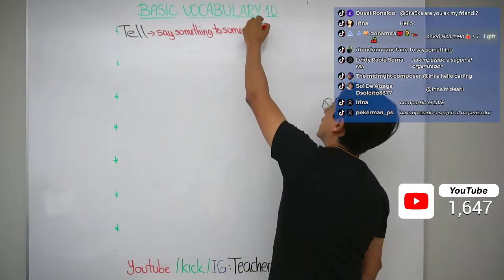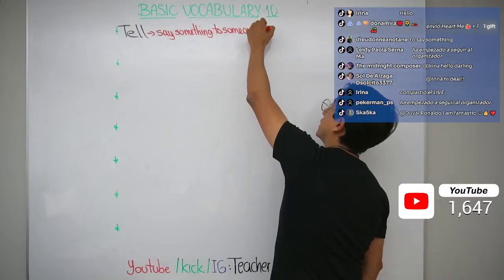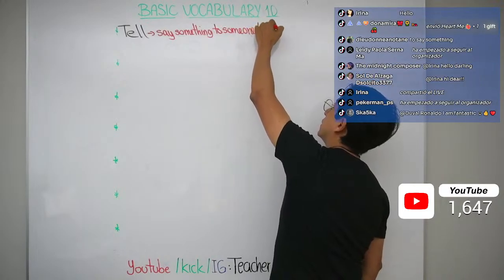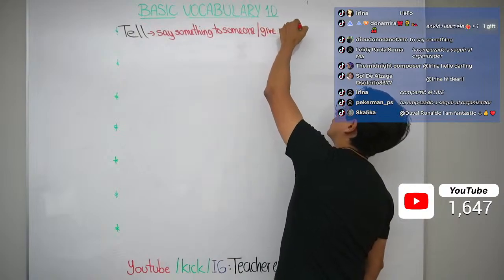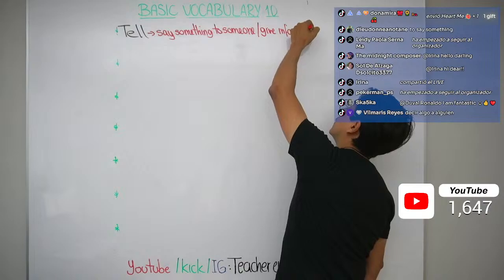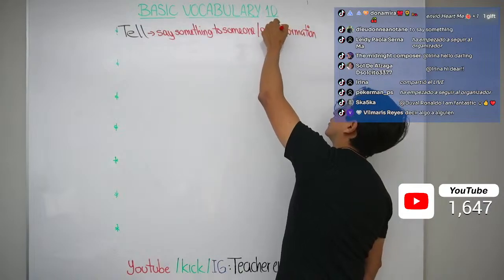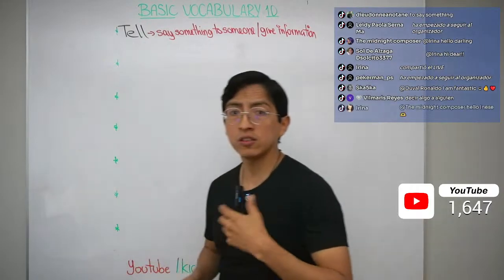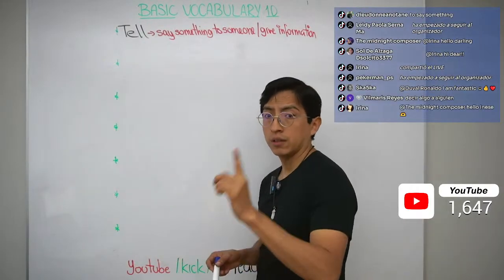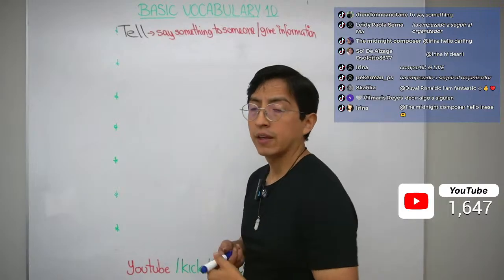Maybe we can have here give information. Okay, give information. Okay, this is the second meaning. So let's start with the first one. In this case, is to say something to someone. Let's start with this, for example.